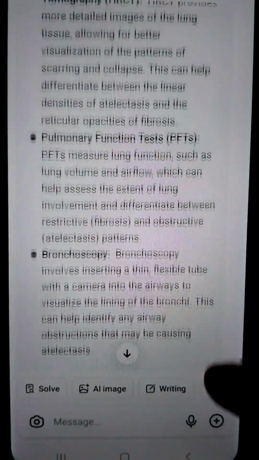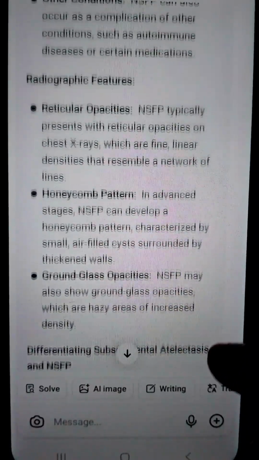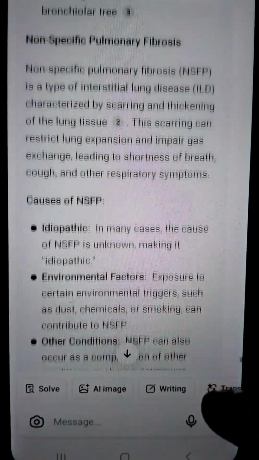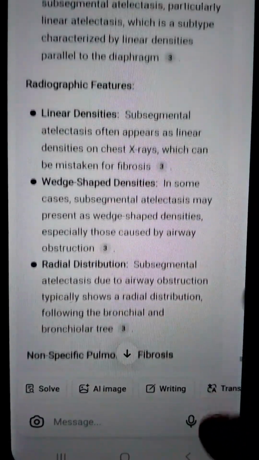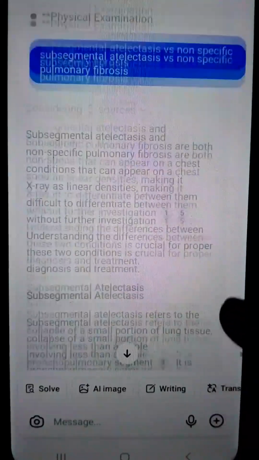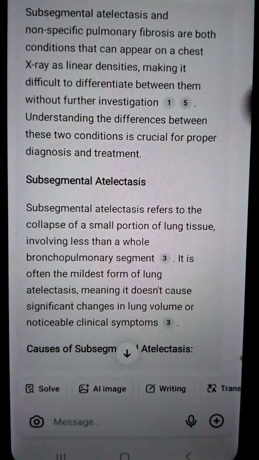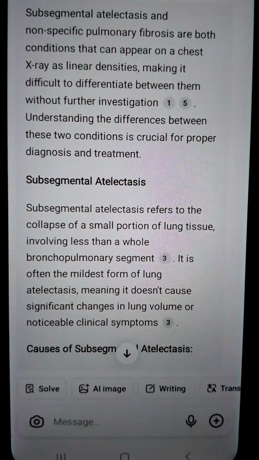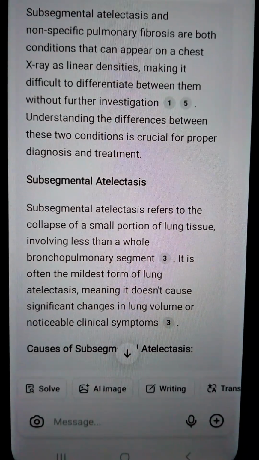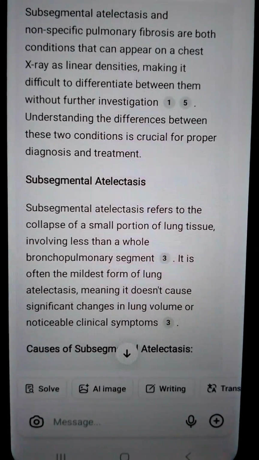Subsegmental atelectasis and nonspecific pulmonary fibrosis are both conditions that can appear on a chest X-ray as linear densities, making it difficult to differentiate between them without further investigation. Understanding the differences between these two conditions is crucial for proper diagnosis and treatment.